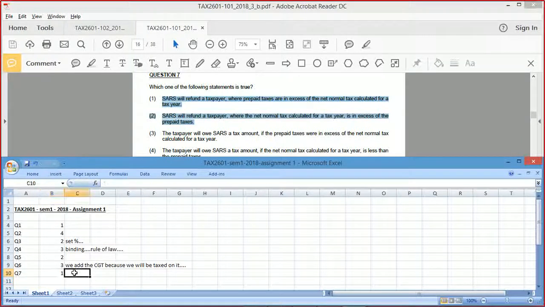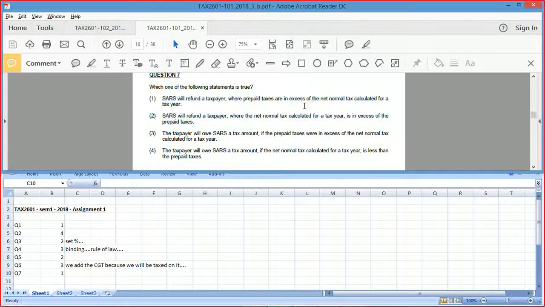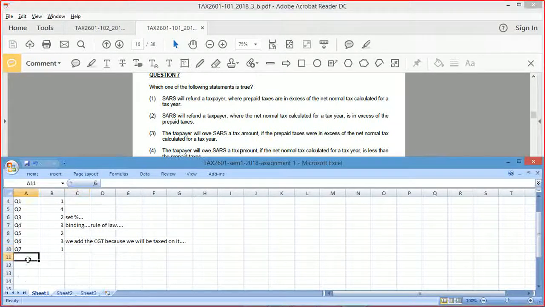Because if you read the first one, they state that prepaid taxes are in excess. The other one is the opposite, that's wrong. And then later on they talk about owing. If it's owing, you're not going to have prepaid in excess. That would be payable. Looking at the owed tax amount, it says net normal tax for the year less than prepaid. If it's less than, you're not going to owe SARS anything.